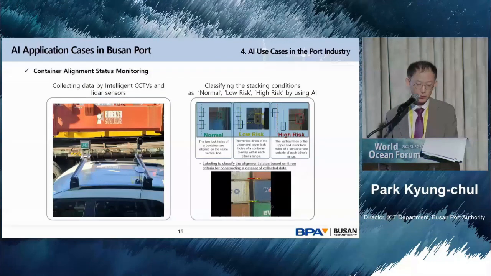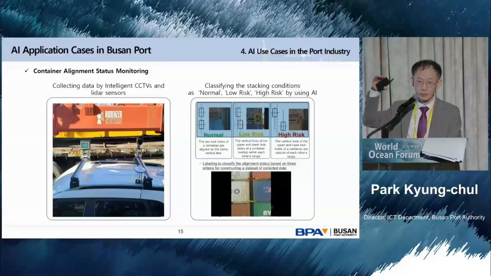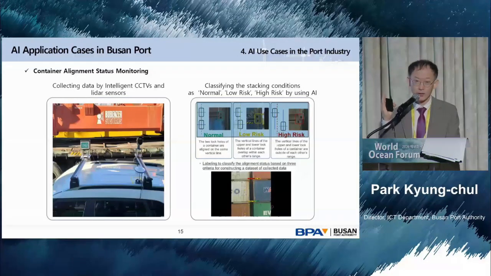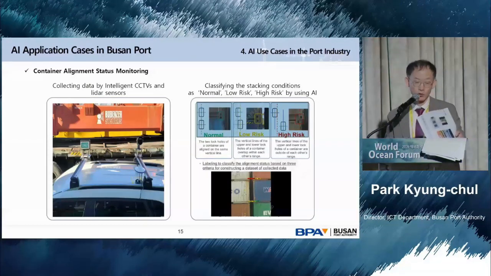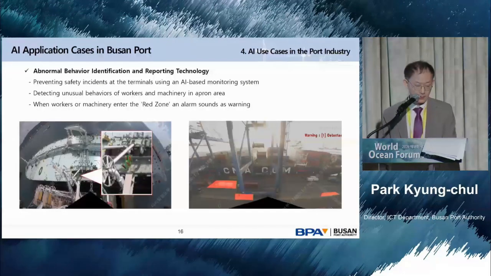Next is container alignment status monitoring. This is an R&D project that we are leading. When loading the container onto the crane or vessel, when the alignment is wrong, then when there's a typhoon or strong wind, it can lead to an accident. Previously, a human operator had to check with their bare eyes to rearrange the stacking of the containers, but we have attached a LiDAR sensor to acquire the alignment data. We analyze the images we got from the LiDAR sensor and categorize whether it is normal, low risk, or high risk, to let the human operator know about the situation and work more efficiently.